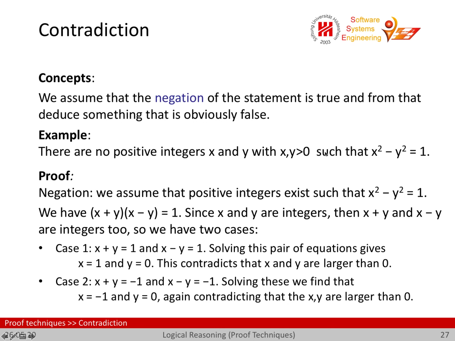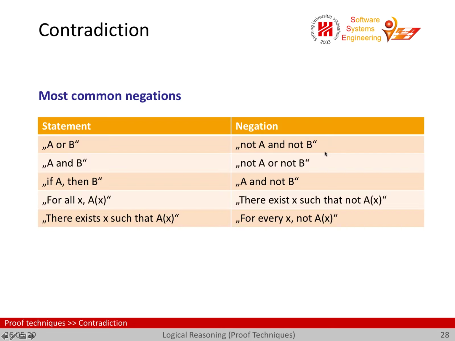A problem that becomes important if you do proof by contradiction is how you determine the negated statement. In this table, I show you some typical cases that have to be taken into account. A or B, if you negated, becomes not A and not B. A and B becomes not A or not B. If A then B becomes A and not B.